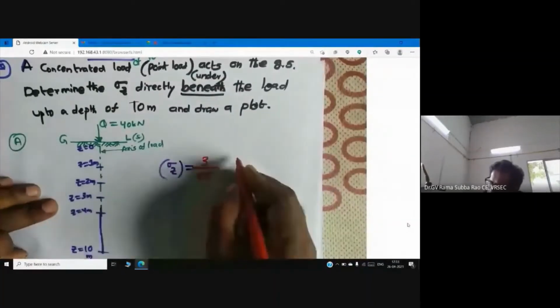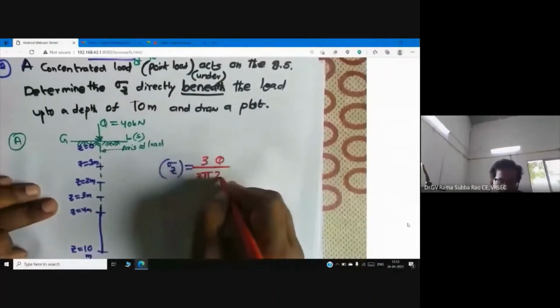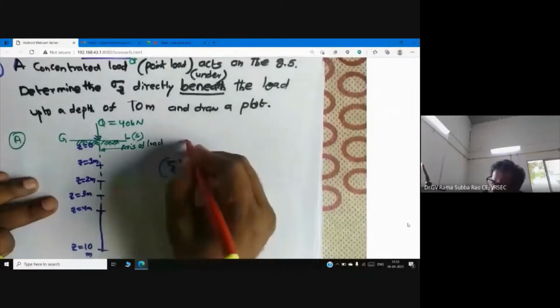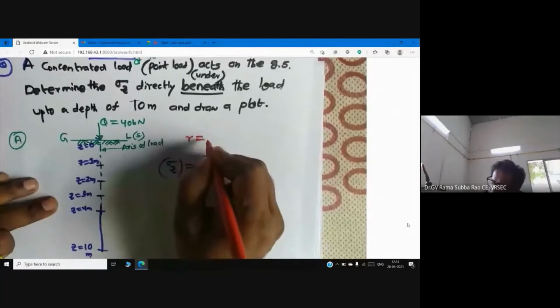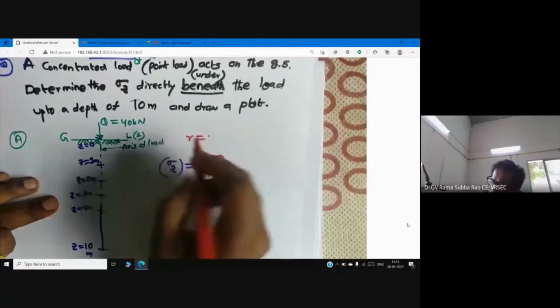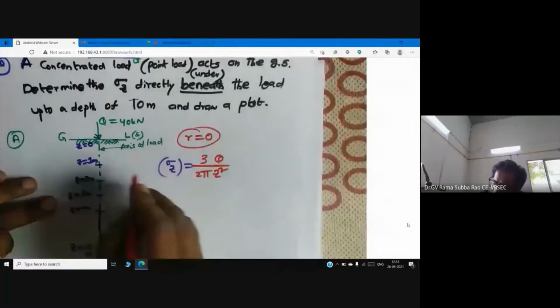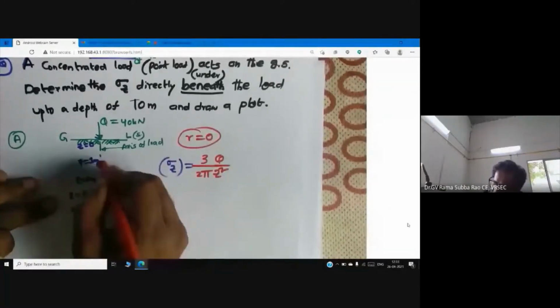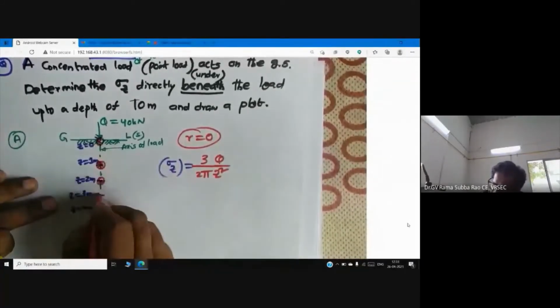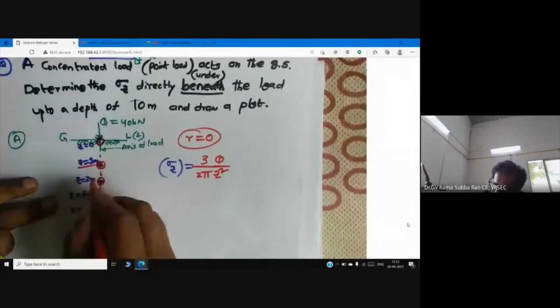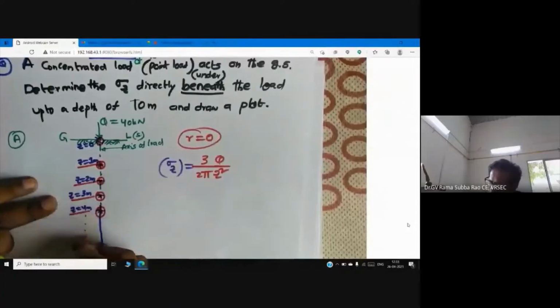Q by Z square. Directly under the load, what is the R value? R is 0. So now I want to ask you how to calculate sigma Z at different points: at 1 meter, at 2 meter, at 3 meter, and so on, up to 10 meter.